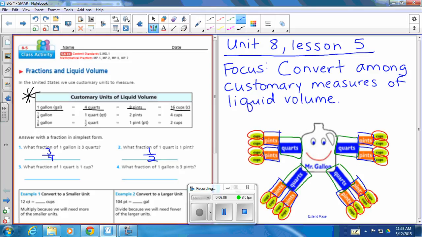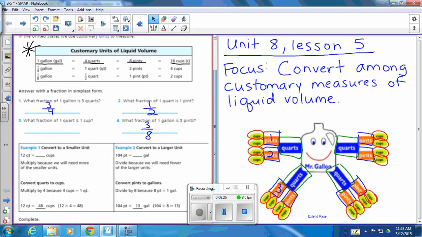Okay, let's skip to number 4. What fraction of 1 gallon is 3 pints? Okay, so we have 1, 2, 3 pints. How many total pints are in a gallon? 8, and we have 3 of them, so our fraction would be 3/8. Okay.